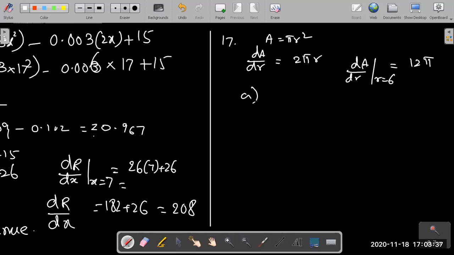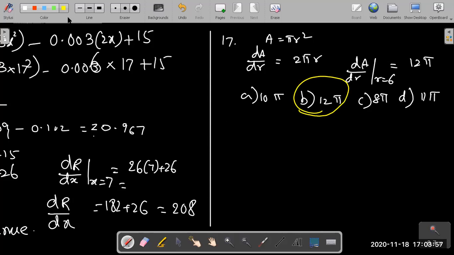So we have the answers as A is 10 pi and B is 12 pi, C is 8 pi, D is 11 pi. So the answer is 12 pi, because we already got that. Okay. Then 18th question.